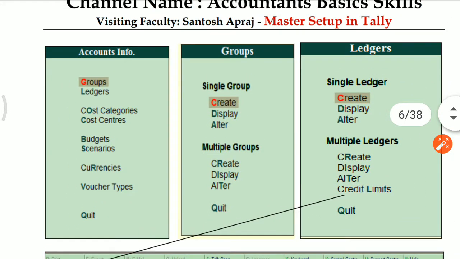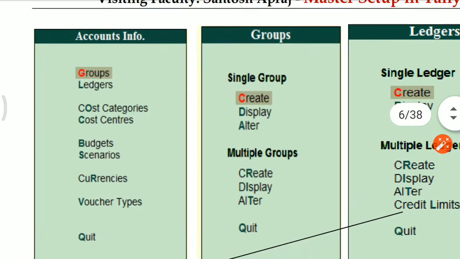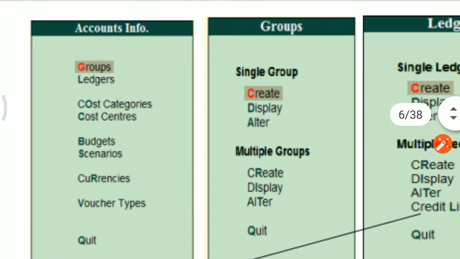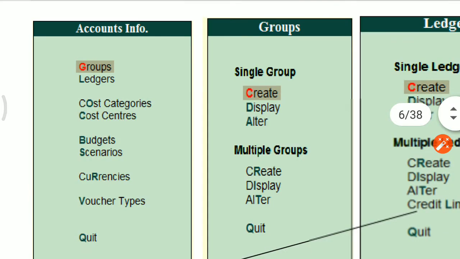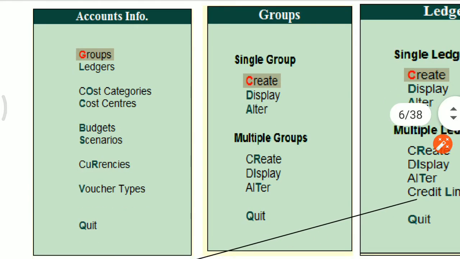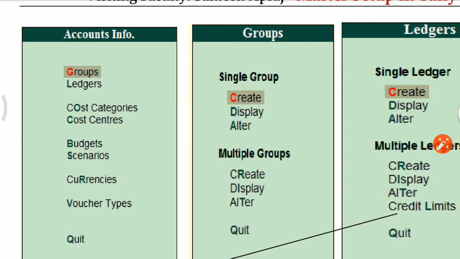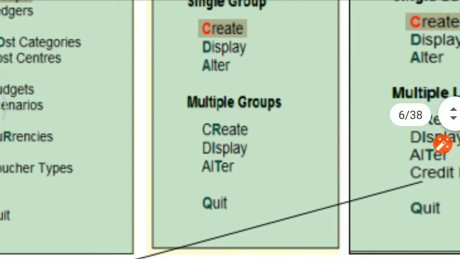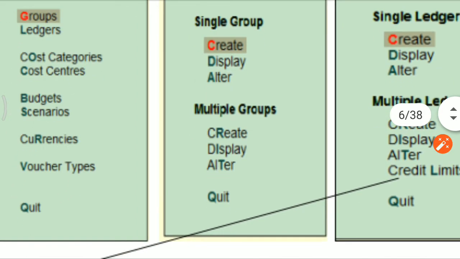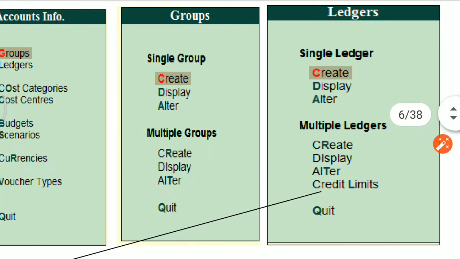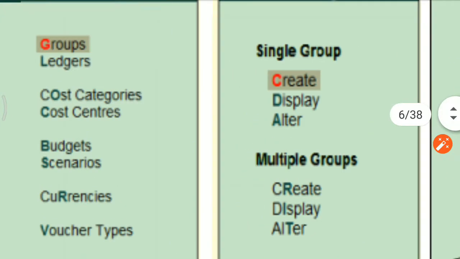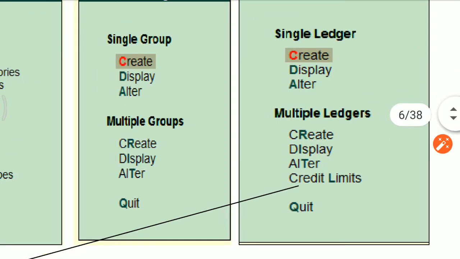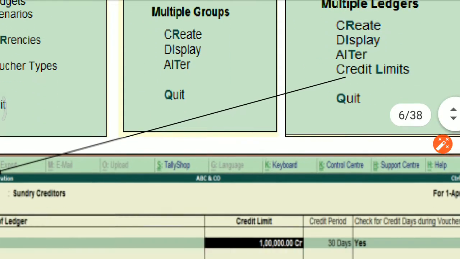Friends, in the master setup, when you press account information, this screen will appear. The options are group, ledger, cost categories, cost center, budgets, scenario, currency, voucher types and quit. When you press groups, this second screen will appear: create, display, alter, multiple groups, create, display, alter. When you press ledger, this screen will appear: create, display, alter. The only thing is that credit limit is a new option available, so I have given it below.